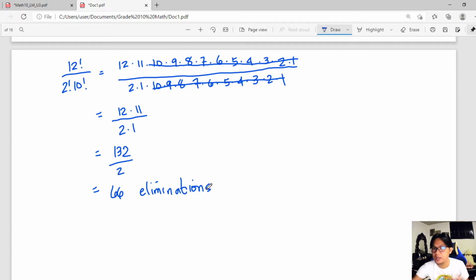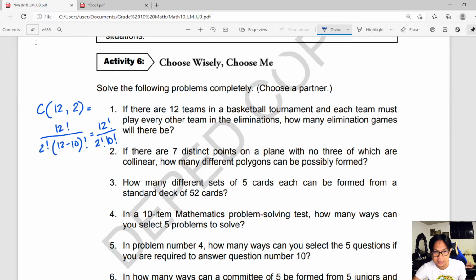Manually, ito yung gagawin nyo. But if you have your calculator with you, ang gagawin na lang ninyo is combination of 12. In your calculator, you press first 12, tapos yung combination, taken 2 at a time, equal. The answer is 66. Okay? Siguro kailangan nyo talaga ng calculator. You have to have your calculator para medyo madali na lang sa ating summative test. So, the answer is 66. There are 66 elimination games.